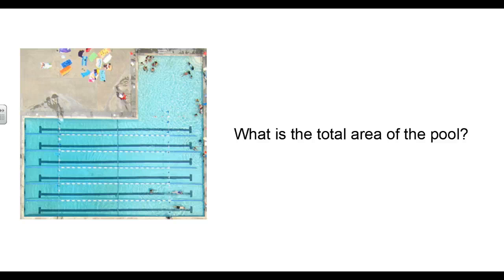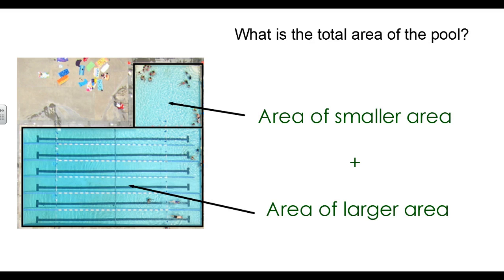But if we were trying to find out what the area was, one of the ways we could do that is by splitting it up into two parts. We have the smaller square part in the upper right hand corner of the pool, which looks like the shallow end, and the larger rectangular area down at the bottom, which you can see those black lines at the bottom of the pool that indicates there's some competitive lanes, so people are swimming laps and is a slightly deeper end.